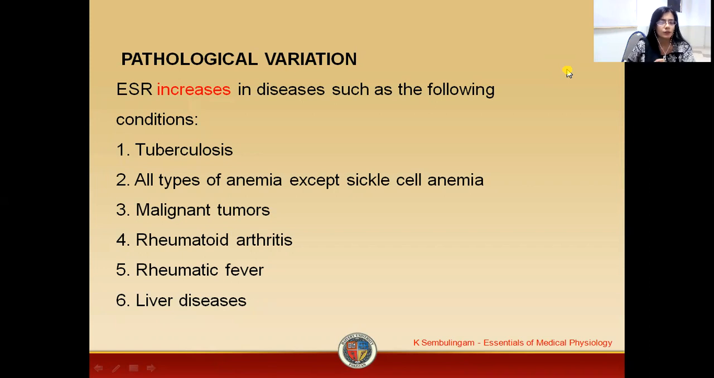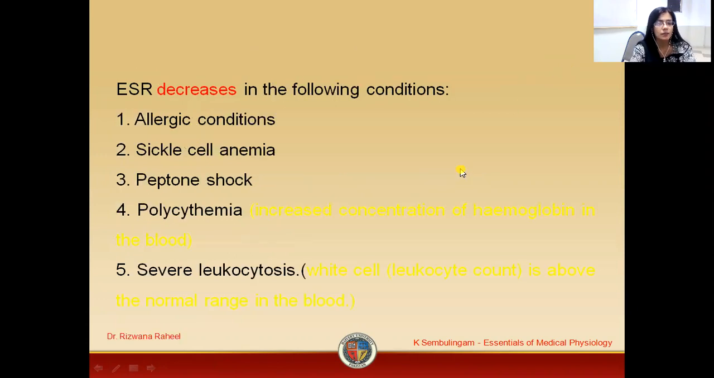So, there will be an increase in ESR, that is erythrocyte sedimentation rate, in case of tuberculosis, anemia except sickle cell anemia, malignant tumor, rheumatoid arthritis, rheumatic fever, and liver diseases. However, there will be a decrease in ESR in case of allergic conditions, sickle cell anemia, and peptone shock.